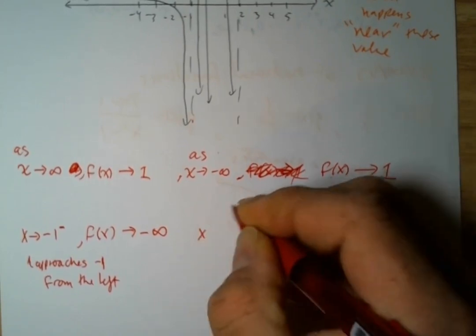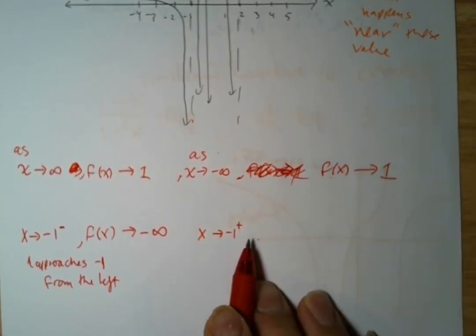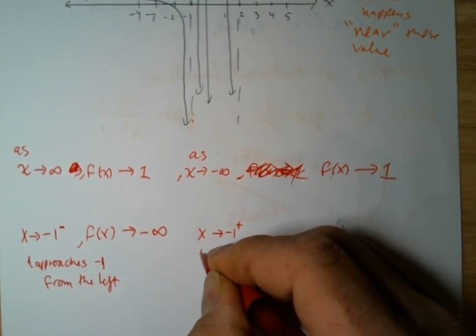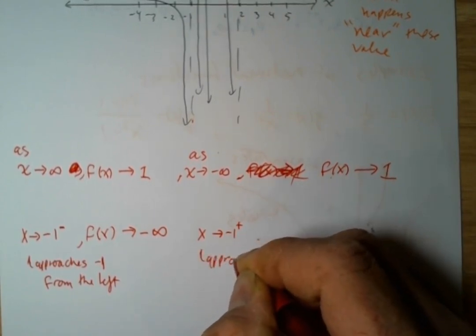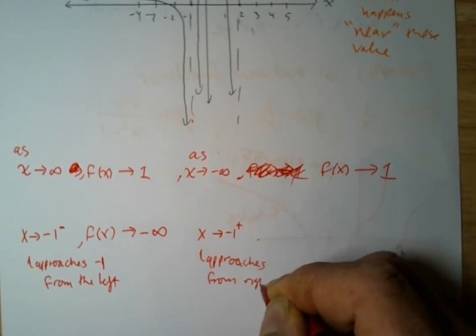And we see here as x approaches -1, and again, I'll use this little plus exponent, approaches from the right side.